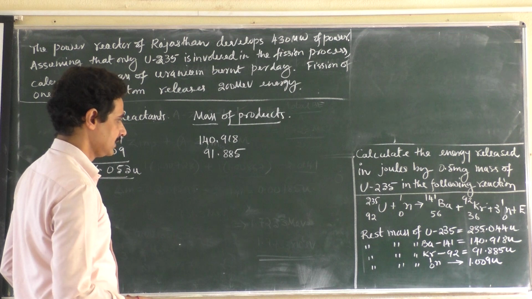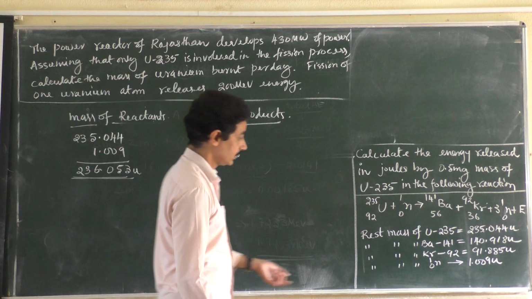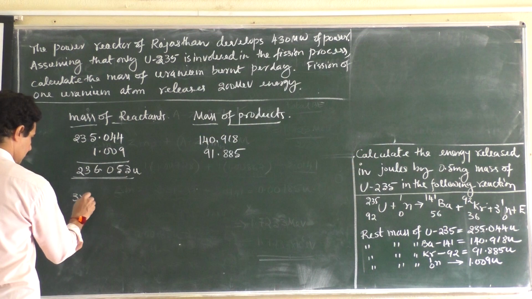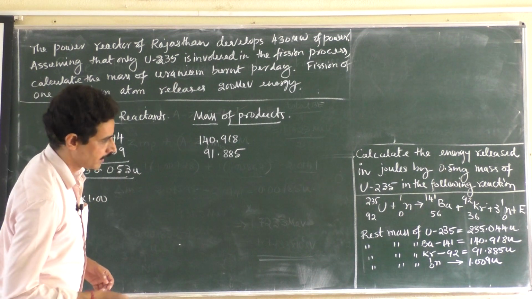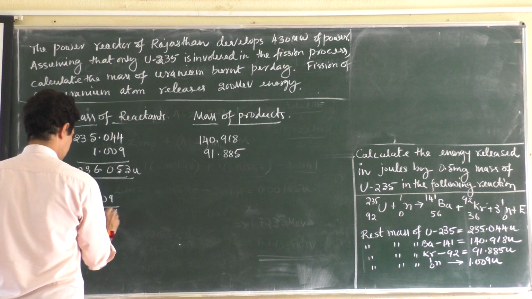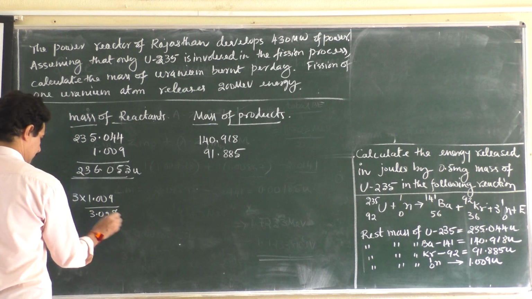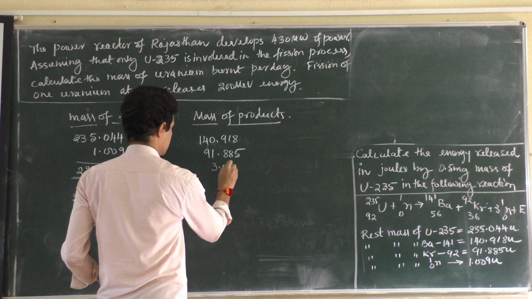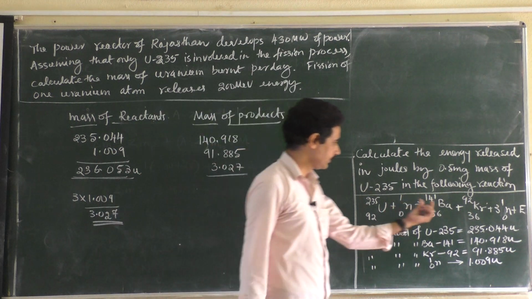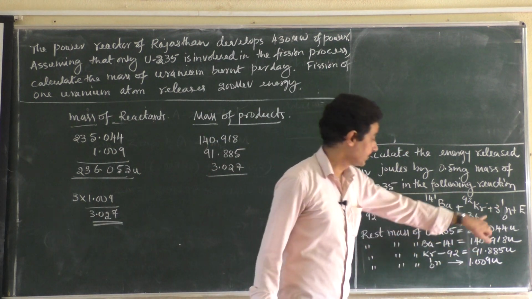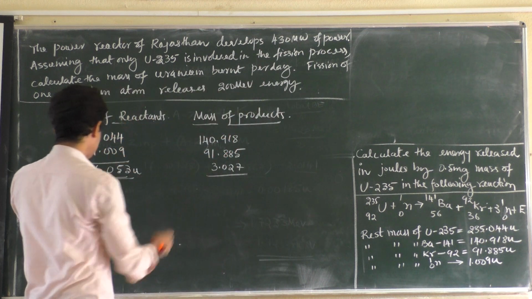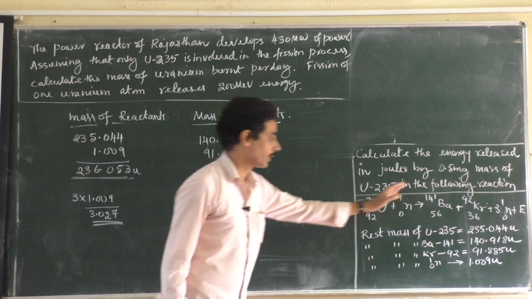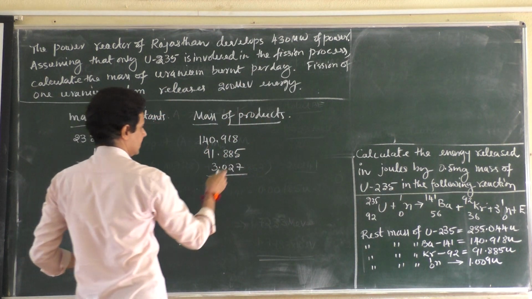91.885, 140.918, and the mass of 3 neutrons you have to put, not one neutron. What is the mass of 3 neutrons? 3 into 1.009, that is 3.027, right? So the mass of one barium, one krypton, 3 neutrons. Now what is the mass? This should be less than this mass, because reactants will have more mass and products will have less mass. Some mass is lost in the form of energy.